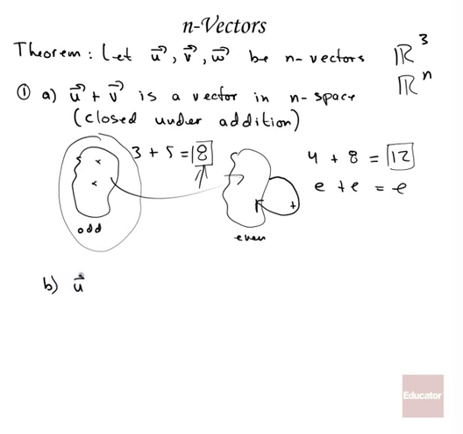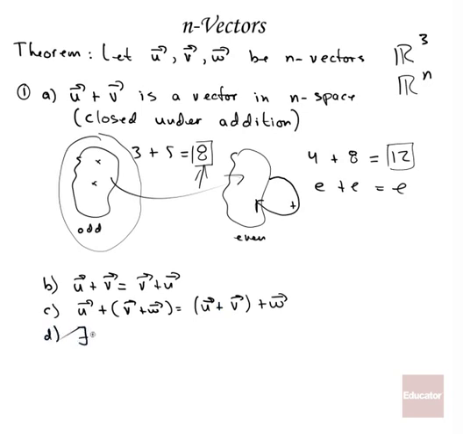B, u plus v equals v plus u. That means you can add in either order, so vector addition is commutative. C, u plus v plus w equals exactly what you think. u plus v, quantity, plus w. So vector addition is associative.